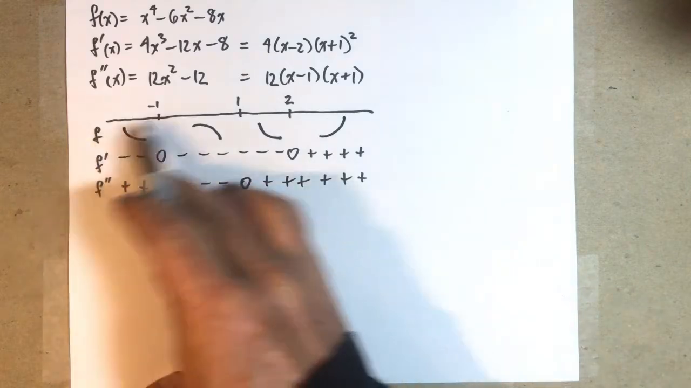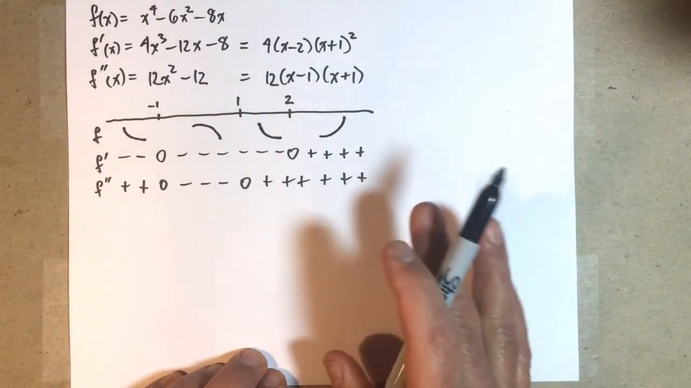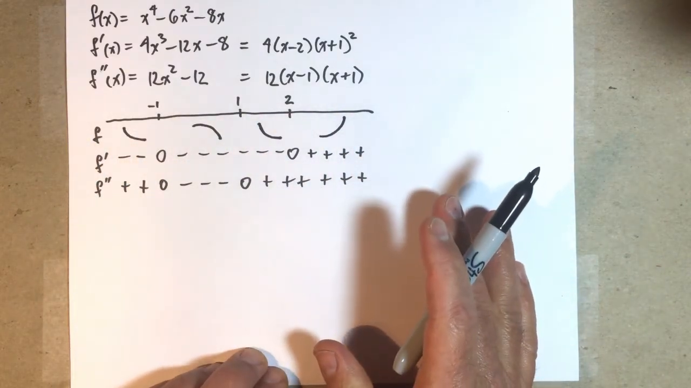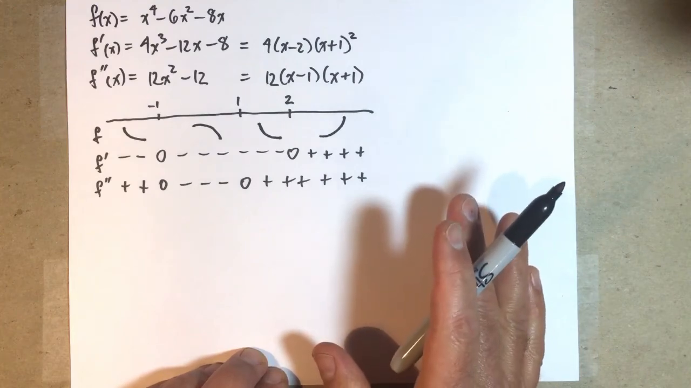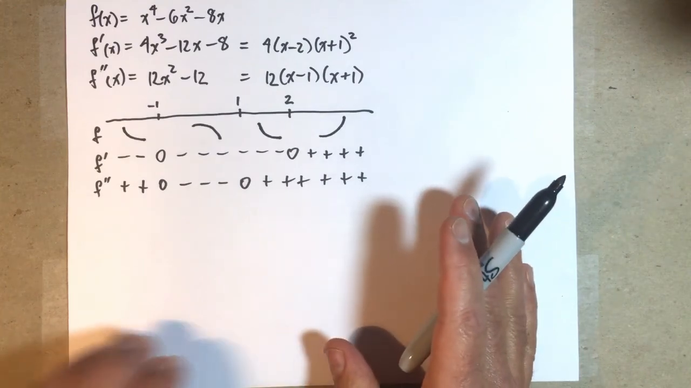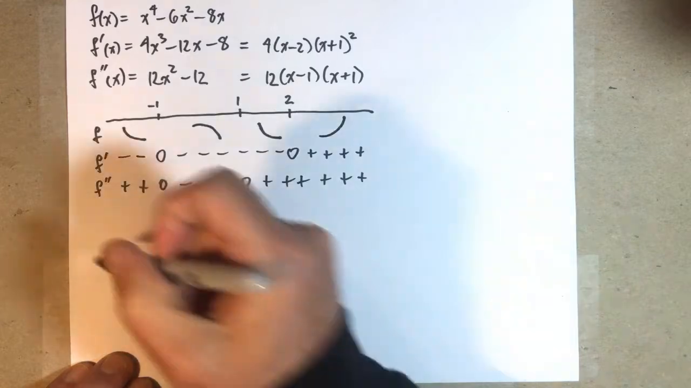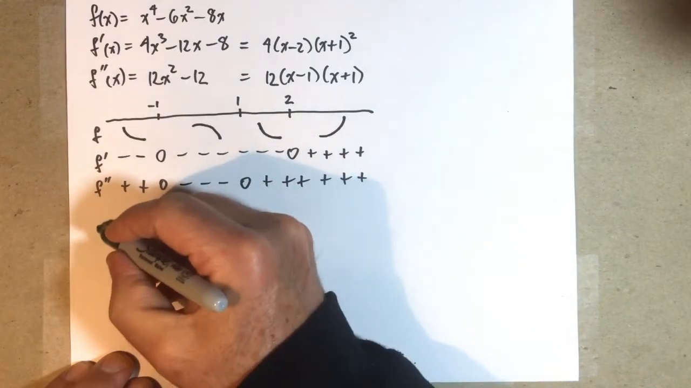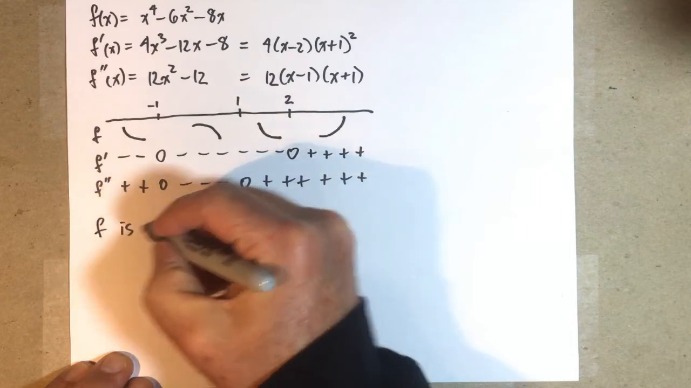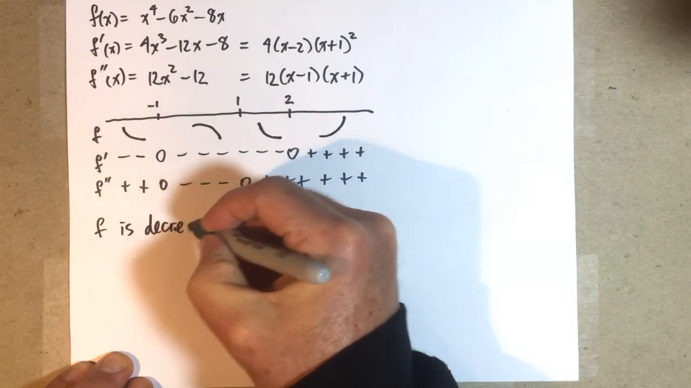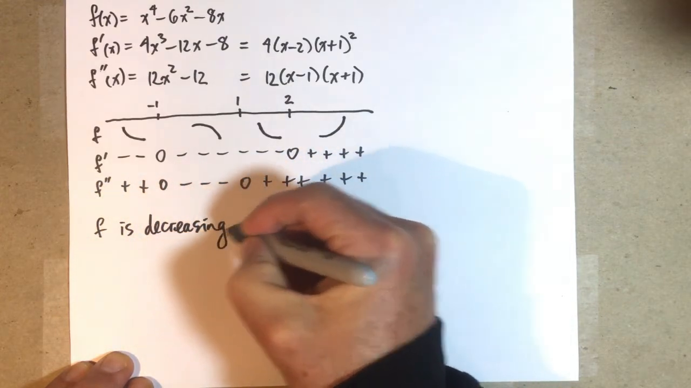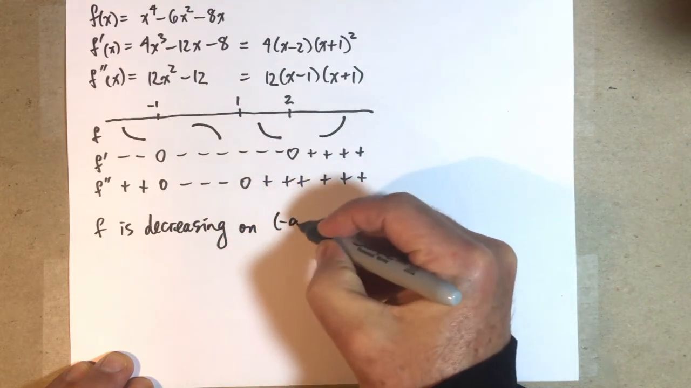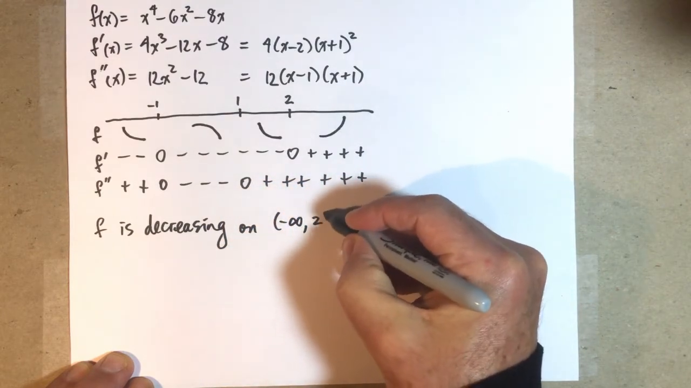Now, the table I'm showing you here is just rough work. This doesn't answer the problem. The problem needs an explanation in words. And so let me start by giving the behavior of f on intervals. F is, first of all, decreasing on the interval -infinity to 2.